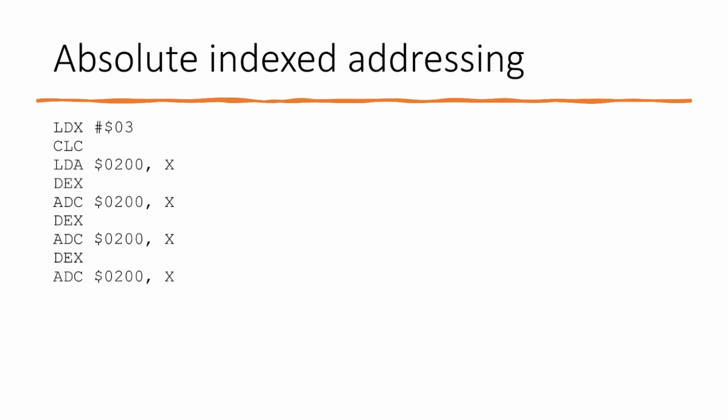Then we are decreasing the X. This is the dex command. It doesn't have any other operands. Then we are doing the same thing with the next location. So in this particular case, this is going to be 2. So 202. Then we are decreasing the X. We are adding the information from the location 201, decreasing the X, and then adding from location 200.